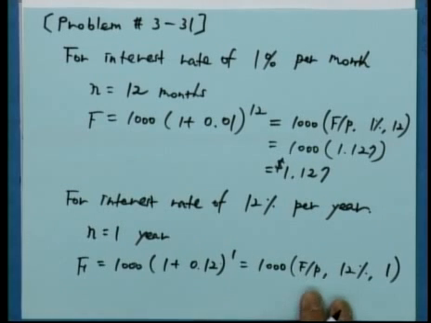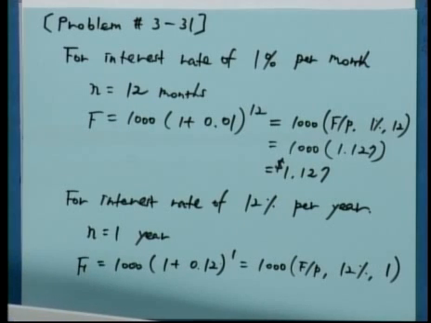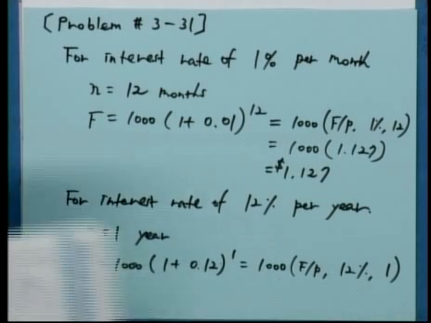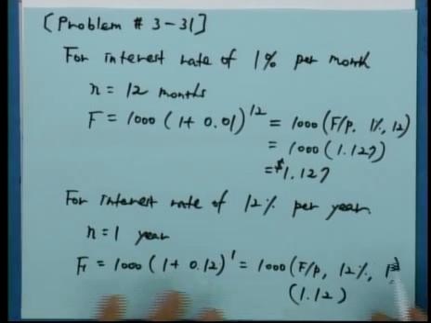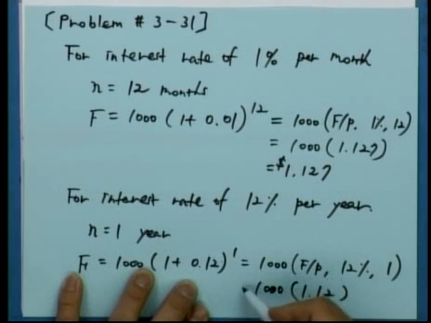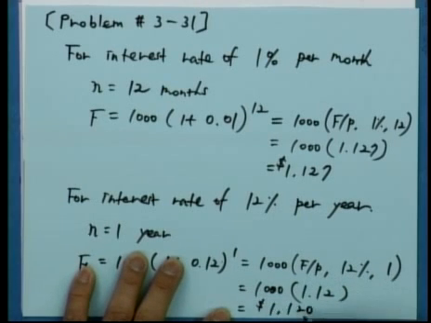What is this value? 12% is provided in page number 614. F given P for 1 year would be 1.12. So this factor value is 1.12 times 1,000. So how much is that? $1,120. Okay?